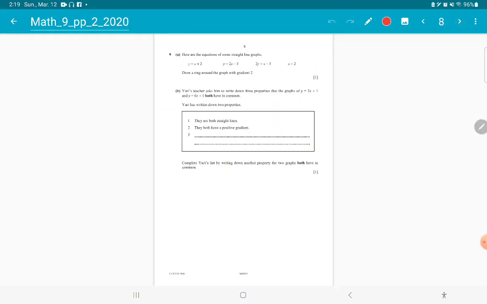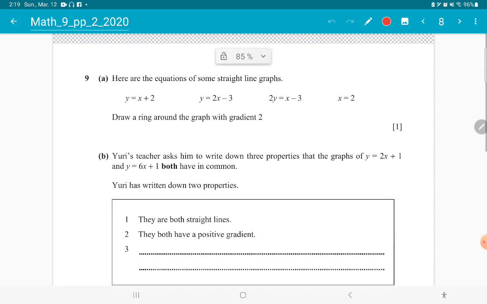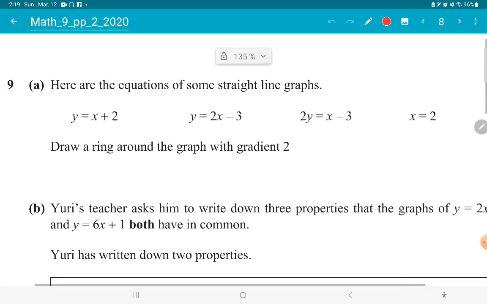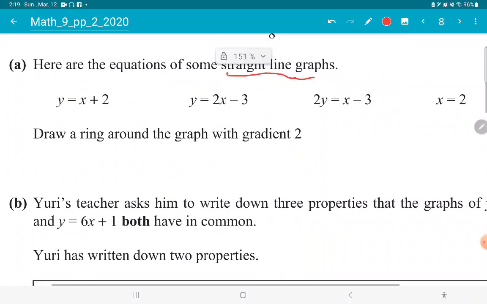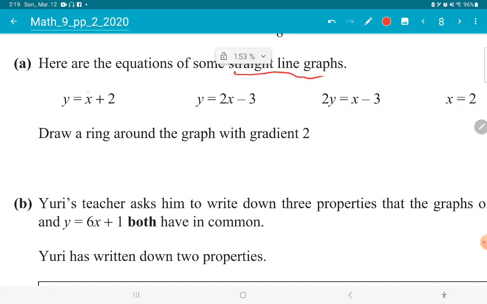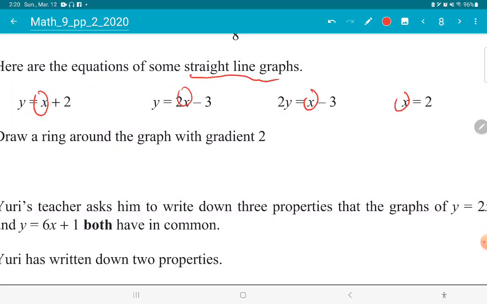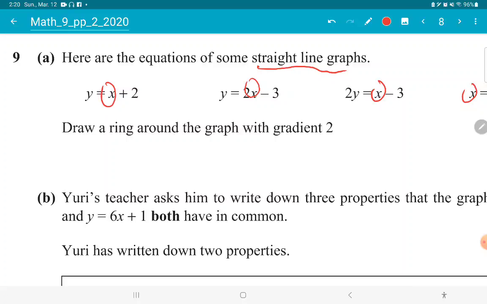And problem number 9. Here's the equation of some straight line. How do I know it's a straight line? Because the power of x is 1 in all of them. X is 1. So that's a straight line. I draw a ring around the graph where the gradient, which means the slope. Slope is 2.